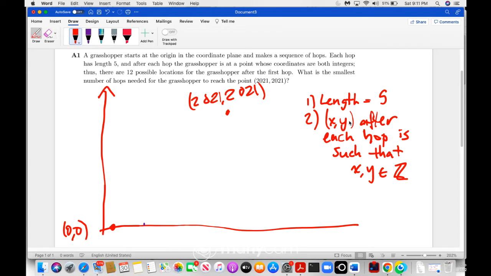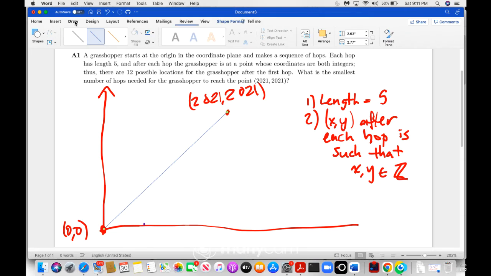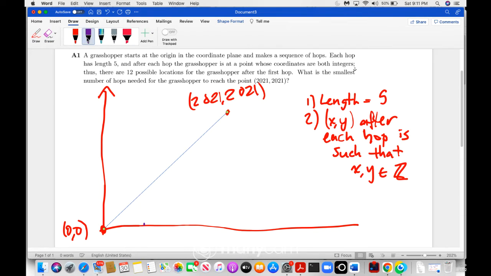But the idea here is that we want to get to this point, 2021, 2021, in the shortest amount of time possible. So the first thought is, well, the shortest distance between 2 points is a line, right? So why don't we just make hops along the line? And the answer is, well, that may seem like a good idea in theory, but let's just test this out for a second. So if that's the shortest distance, let's make our first hop, and let's suppose that it has a distance of 5. Okay, so I'm telling you that this has a length of 5.